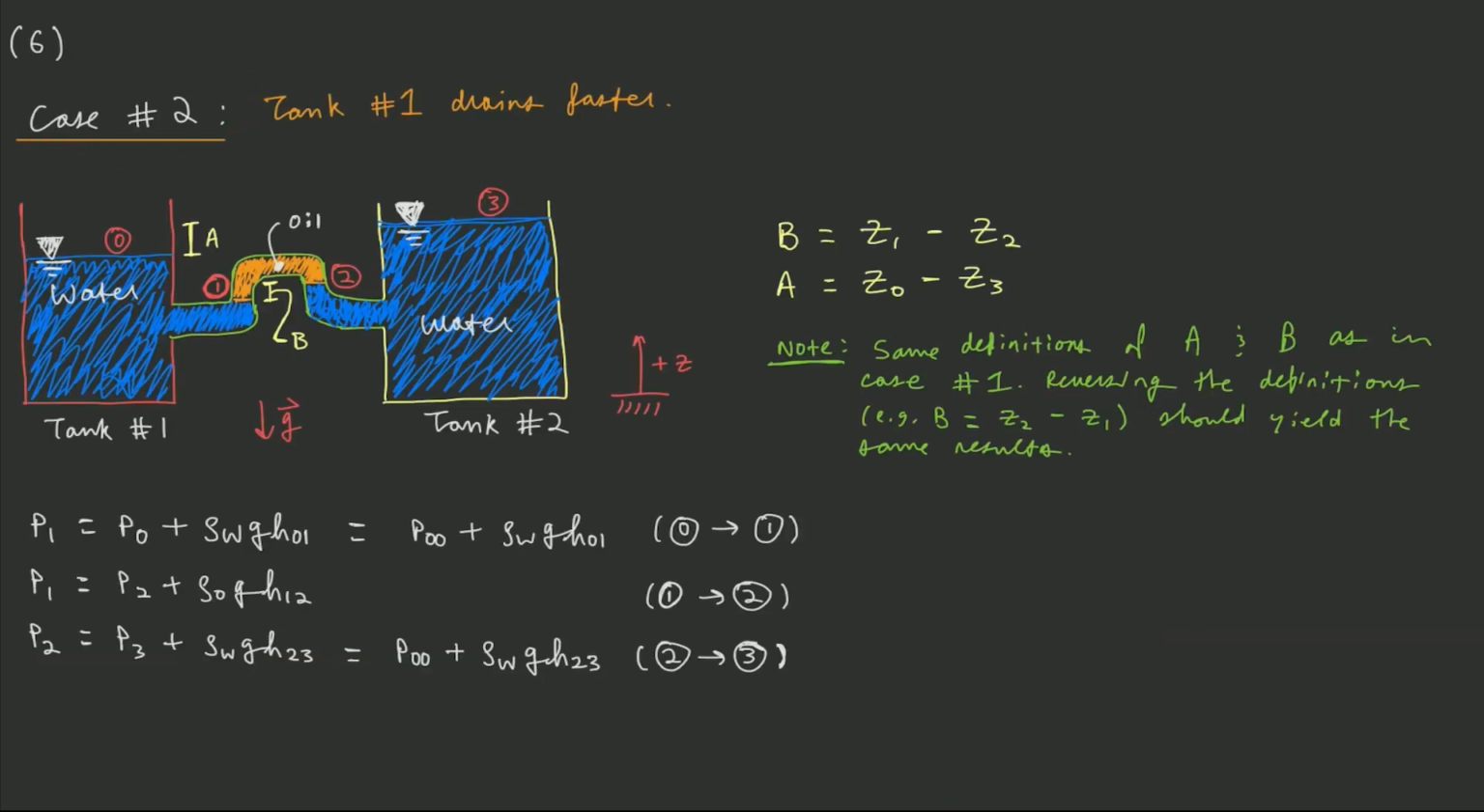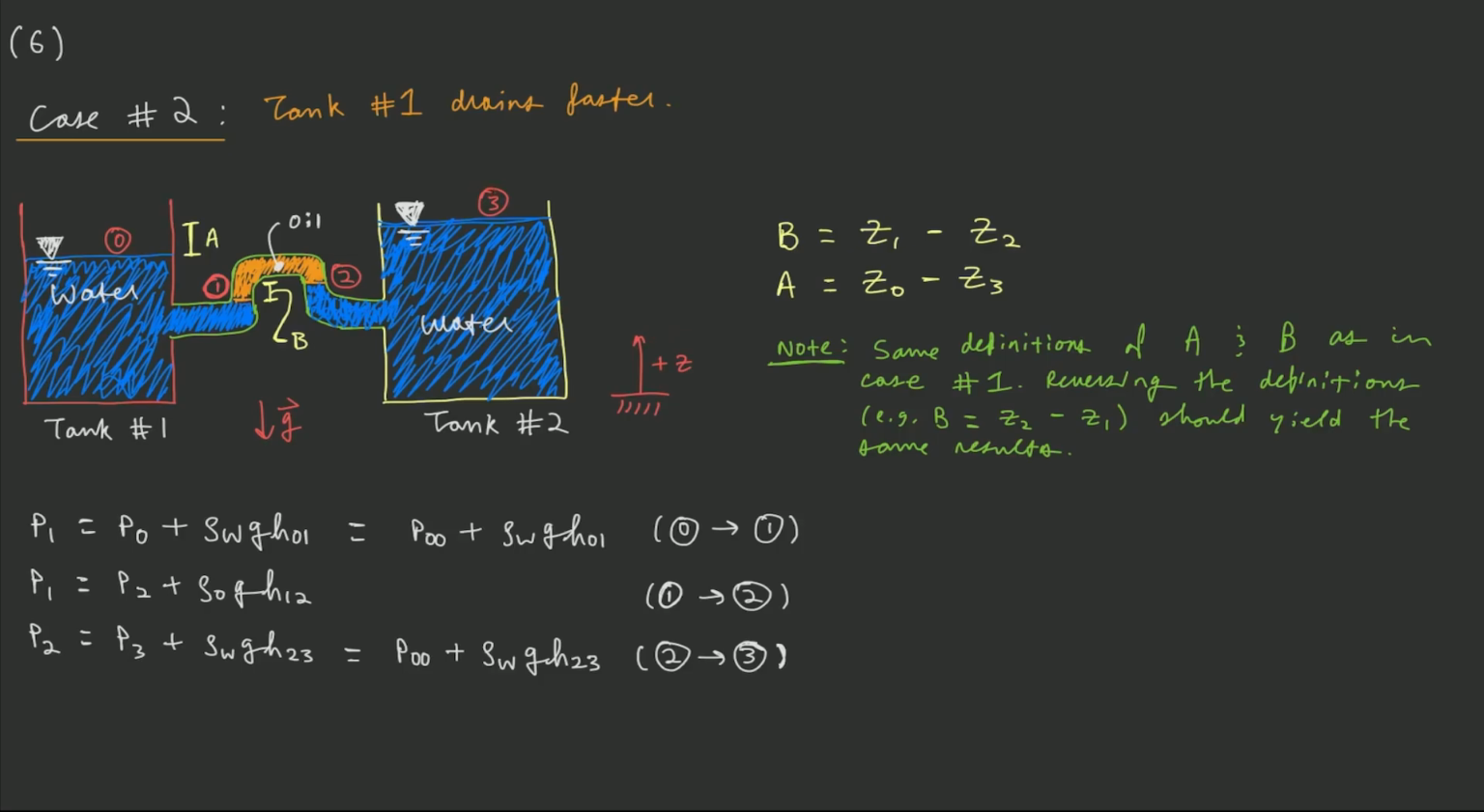So now let's look at case 2 where tank 1 drains faster, and this is our new diagram. We know that when tank 1 drains faster, the pressure here in the manometer is less than the pressure here in the manometer, and we know when that's the case, the manometer should deflect towards the side of lower pressure, so the manometer should look like this. We're defining A and B in the same exact way. We have our z coordinate defined in the same exact way, and we have 0, 1, 2, and 3 defined in the same exact way.